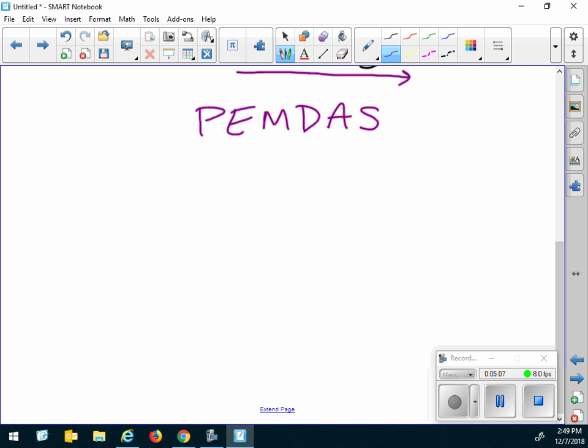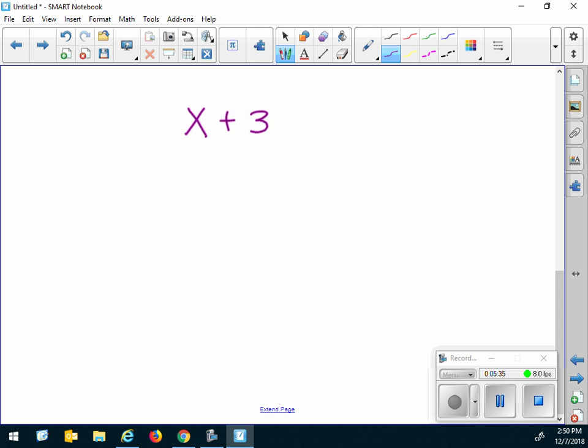PEMDAS. We'll come back to PEMDAS. What if we had started with X and we had added 3? If I added 3, I'd have X plus 3. And then I'd take that answer and divide by 2. So where do I put the divided by 2? Under all of it, because I'm dividing that whole thing by 2.